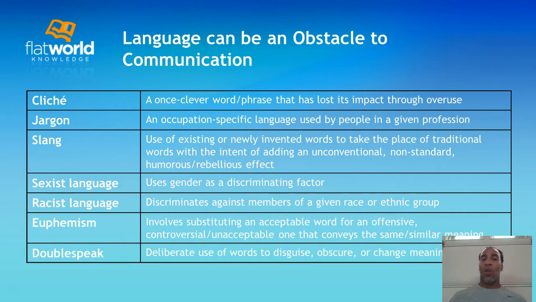Slang is the use of existing or newly invented words to take the place of traditional words with the intent of adding an unconventional, non-standard, humorous or rebellious effect. Sexist language uses gender as a discriminating factor. Racist language discriminates against members of a given race or ethnic group. Euphemism involves substituting an acceptable word for an offensive, controversial or unacceptable one that conveys the same or similar meaning. And then lastly, but not least, doublespeak, the deliberate use of words to disguise, obscure, and change the actual meaning.